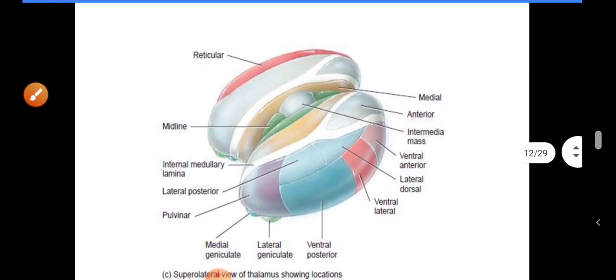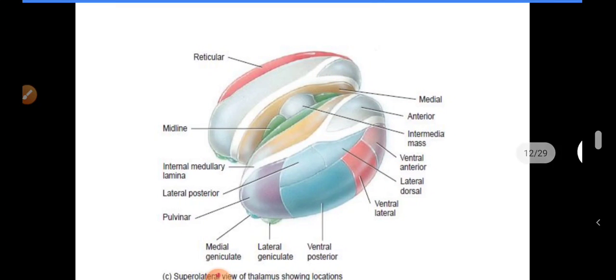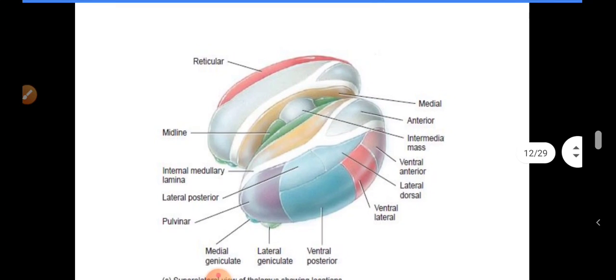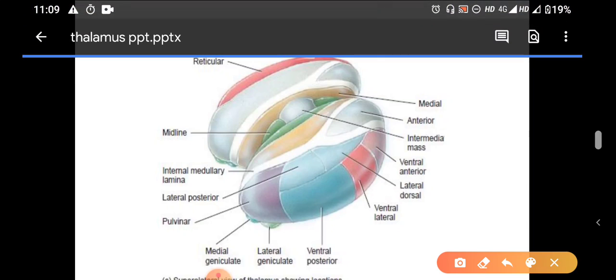In this diagram it is much more clear, you can see. In the center there is a midline nuclei. This is the Y-shaped internal medullary lamina. So this is the anterior.